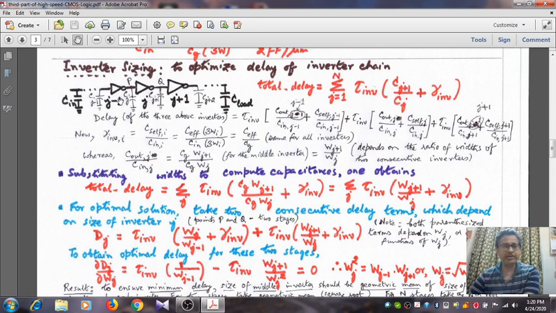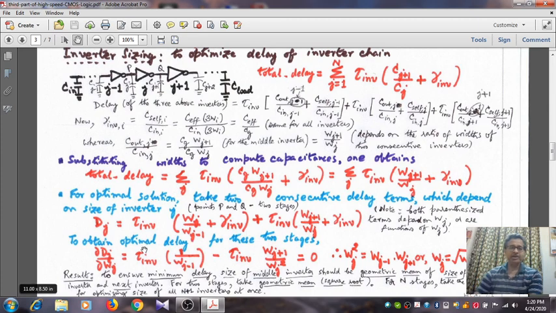So here if you consider these three inverters j minus 1, j and j plus 1, if you consider the first two stages, that means points P and Q in the above figure, then Dj equals tau inverter into Wj upon Wj minus 1 plus gamma inverter, plus tau inverter into Wj plus 1 upon Wj plus gamma inverter. Note that in the two parenthesis terms, the width Wj is common. So we can say that this Dj is a function of Wj.